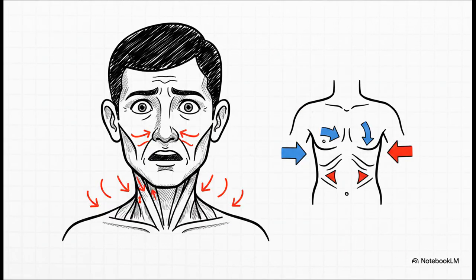Then you need to look closer for the signs of distress. I'm talking about the visible work of breathing. When you see someone using their neck and shoulder muscles just to take a breath, when their nostrils are flaring, when the skin between their ribs is getting sucked in, their body is screaming for help. And if you see paradoxical breathing, where the chest and belly are moving in opposite directions, that is a very, very ominous sign. The system is about to give out.